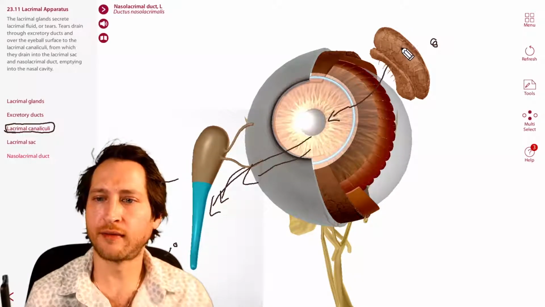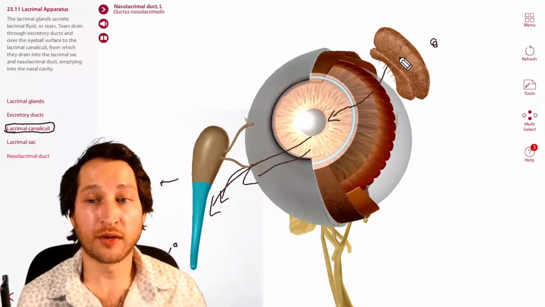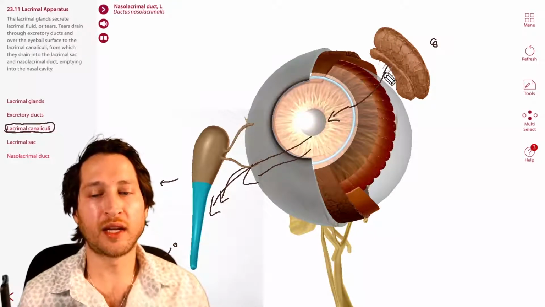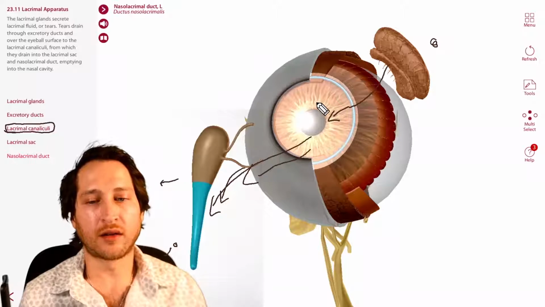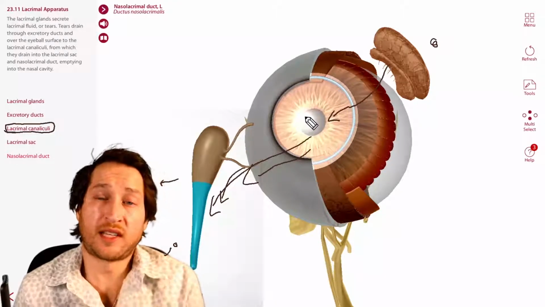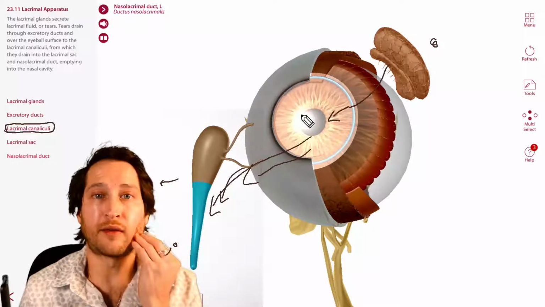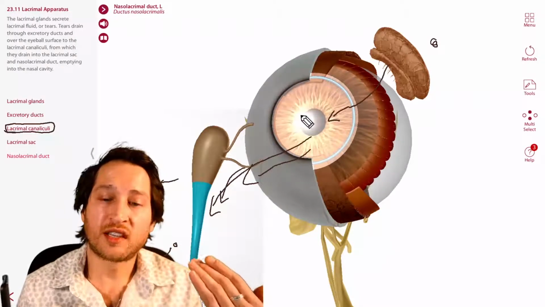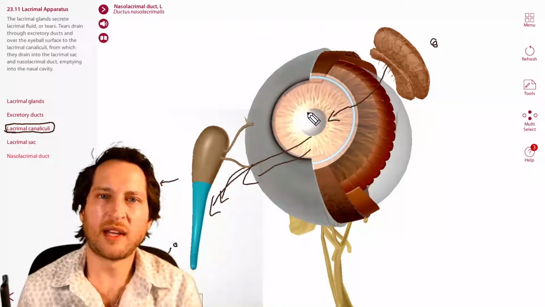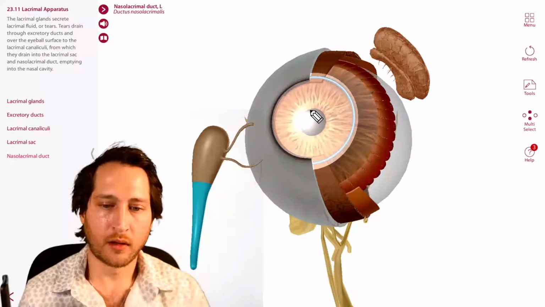So this process of forming the lacrimal fluid or tears in the glands, excreting them, and having them pass along the surface of the eye is going to be really essential for protecting the eye from foreign objects coming in and basically maintaining its health.